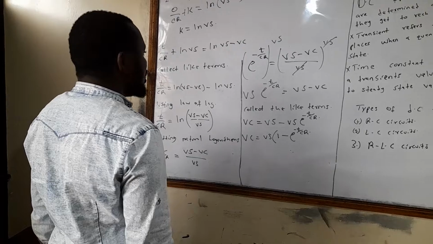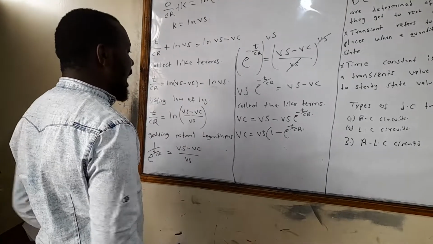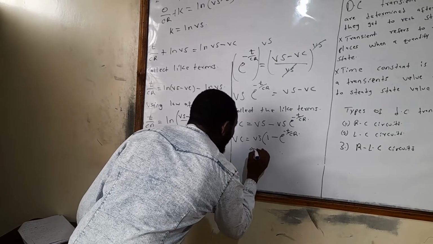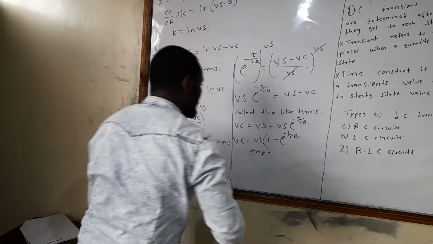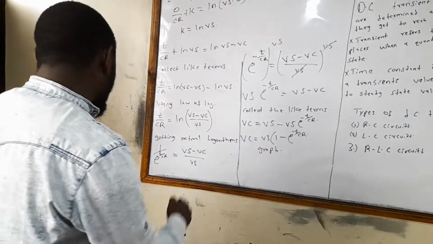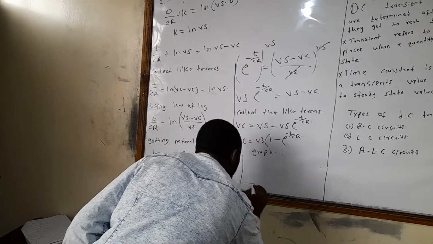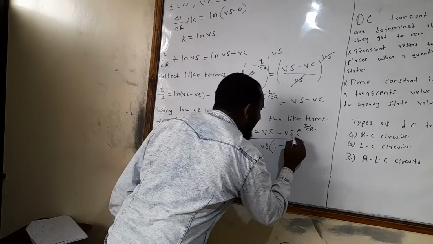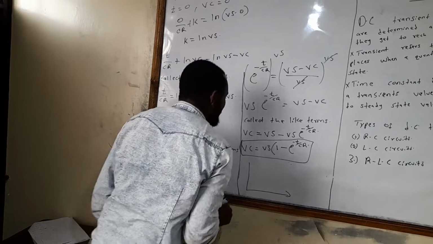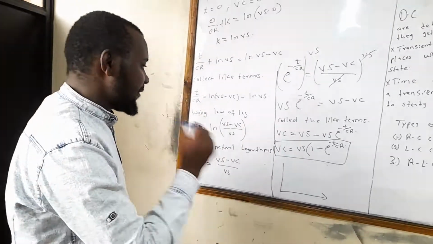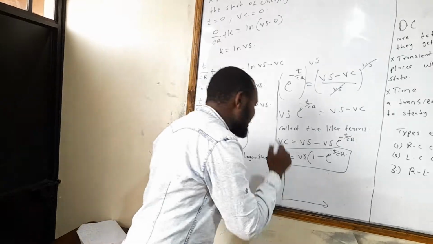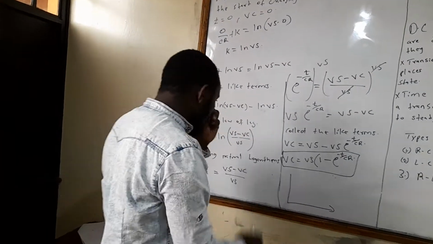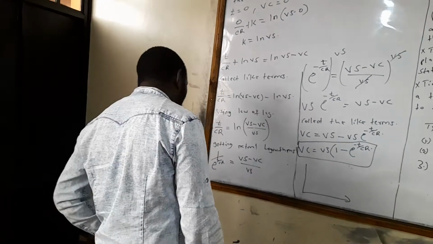After this one, you sketch the graph. Let us draw the graph. The graph will be in this position. Don't forget this formula, because we are going to use it: Vc is equal to Vs, open the bracket, 1 minus e power of negative T divided by Cr. And this is how you should derive it.